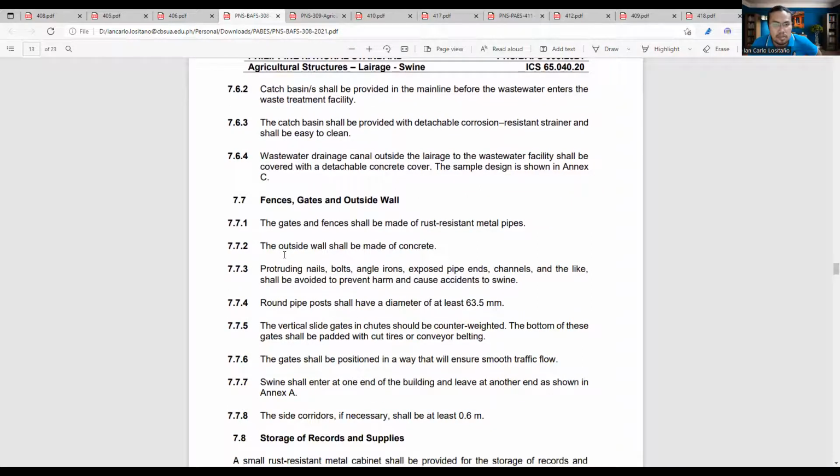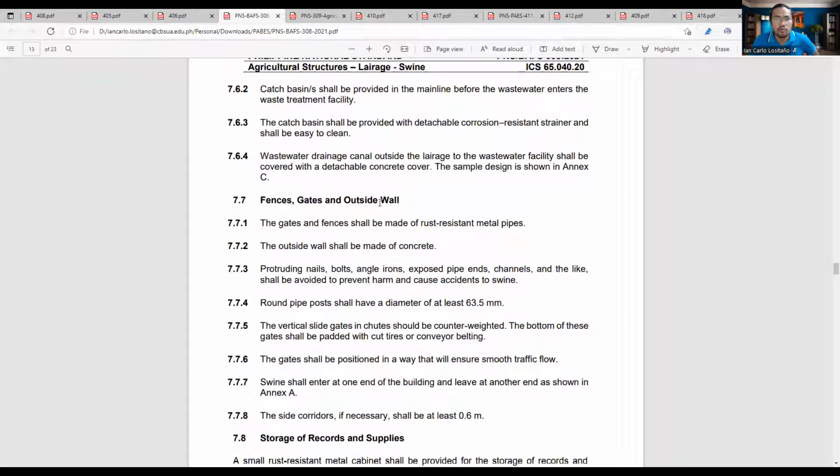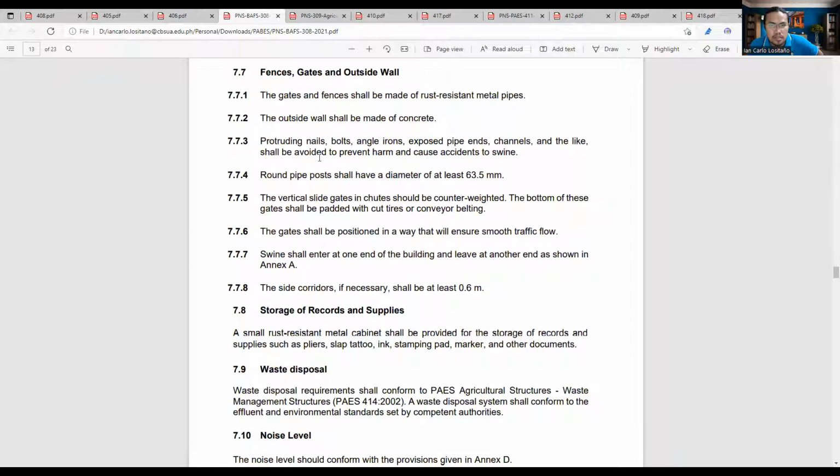For fences, these are made of rust-resistant metal pipes. These are the gates and the fences. This is because there's a lot of water or wet surfaces or wet materials coming into contact with these pipes. Thus, they should be rust resistant, if ever, made of stainless steel. The outside wall shall be made of concrete, with protruding nails, bolts, and similar irons avoided. Round pipe posts shall have a diameter of at least 63.5 millimeters.